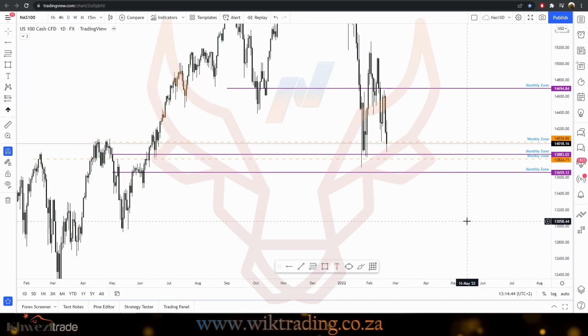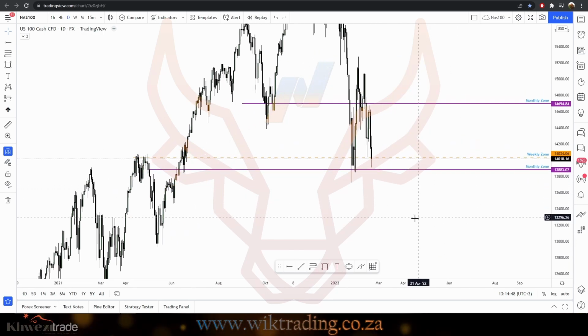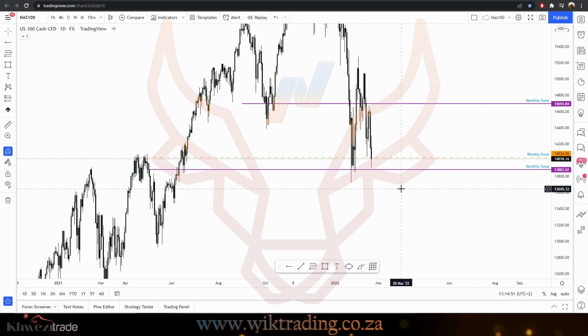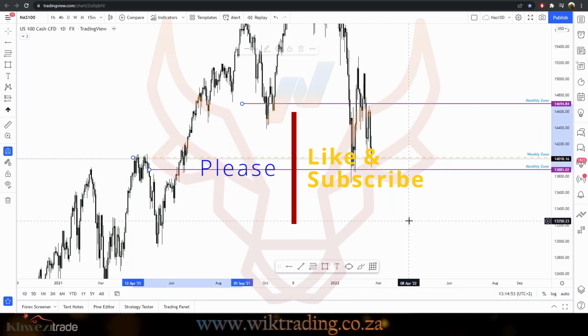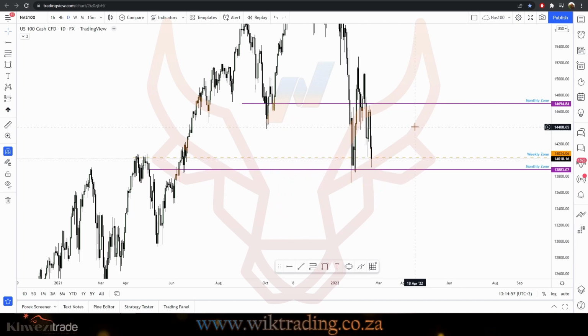And then another one I'm going to take away is this one here, and I'm going to take away this monthly zone here. So I'm just going to play around with these two monthly zones and this weekly zone, and I'm going to lock them so I don't lose them. So those are the only three that I'm going to make use of for now.